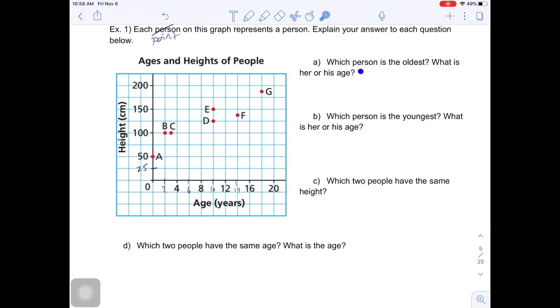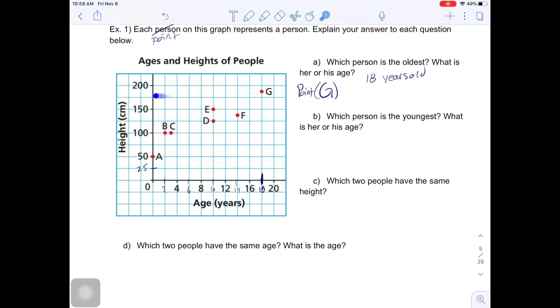So let's look here. Which person is the oldest? So here, well, we're looking for the oldest, and that would be the furthest along on our age. So it looks like our point furthest along horizontally is G. Now G lines up right here, and we know that should be 18. Right? So 16, 18, 20. And it's asking how old they are. So first of all, it's G. So point G. Okay. They are 18 years old.